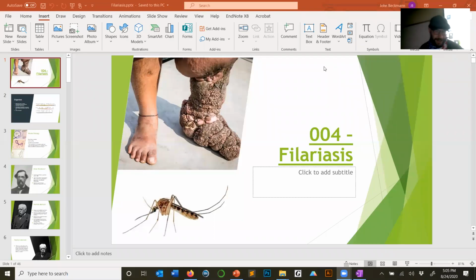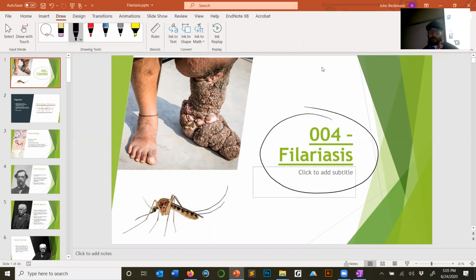Okay, here we go. Filariasis or elephantiasis is today's topic. And this is a great topic. I like to start the medical entomology class with this topic because around it are the foundations of the history of medical entomology. This was one of the first questions approached and addressed by these early scientists that we would call the fathers of medical entomology.